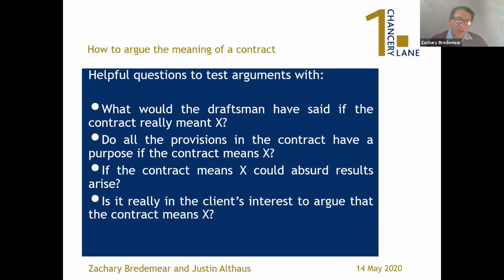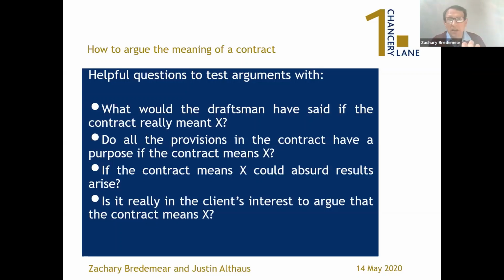Then another question to ask yourself is, is it really in the client's interest to argue that the contract means X? And that particularly comes into play where you have a dispute where there is going to be more than one argument about the meaning of the contract. So different disputes about different parts of the contract. Arguing construction one on a particular part of the contract may involve an aspect of the second argument in the case being slanted in a certain way. So if argument one depends on, let's say, clause 5 not having a particular effect, it may be that when you come onto the second argument, if clause 5 doesn't have that effect, you lose on point 2.